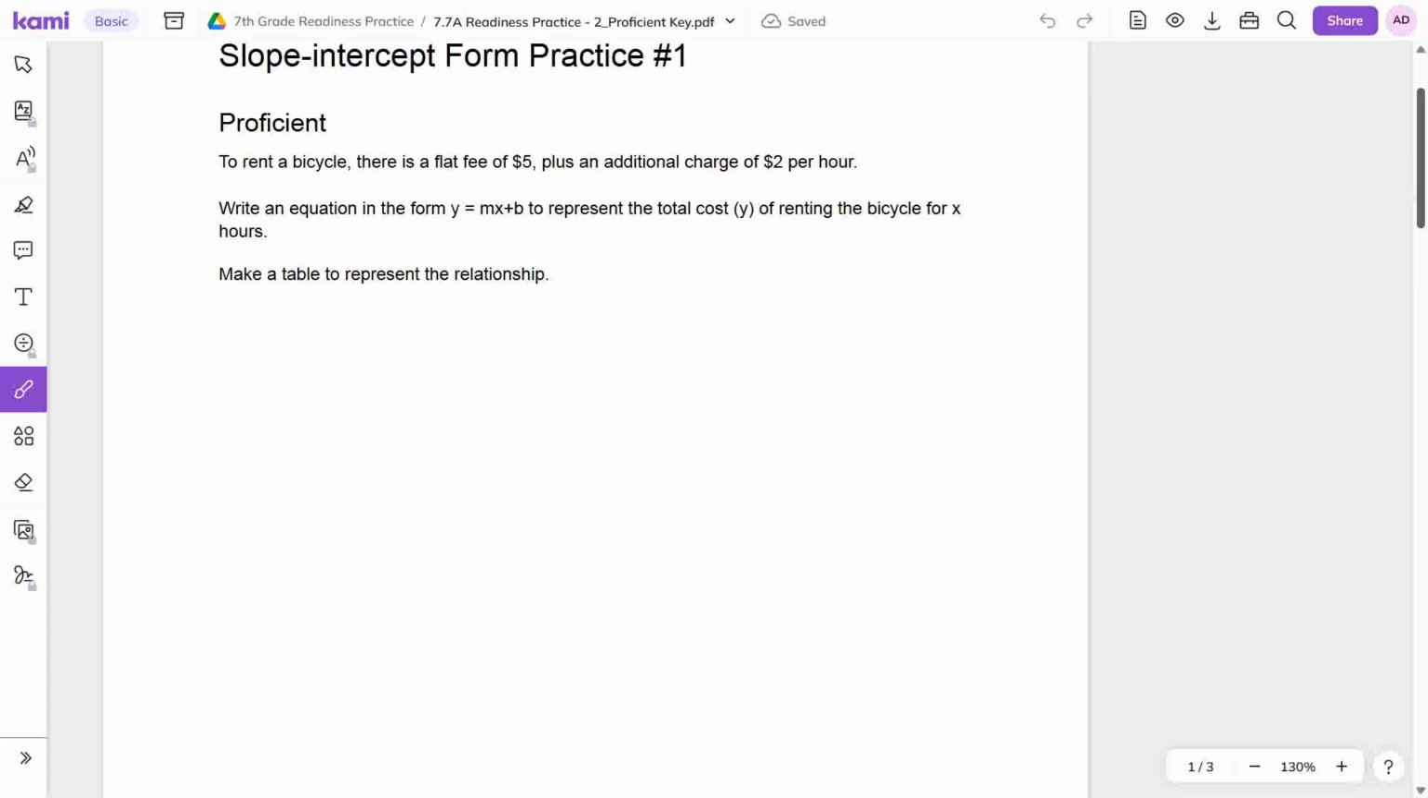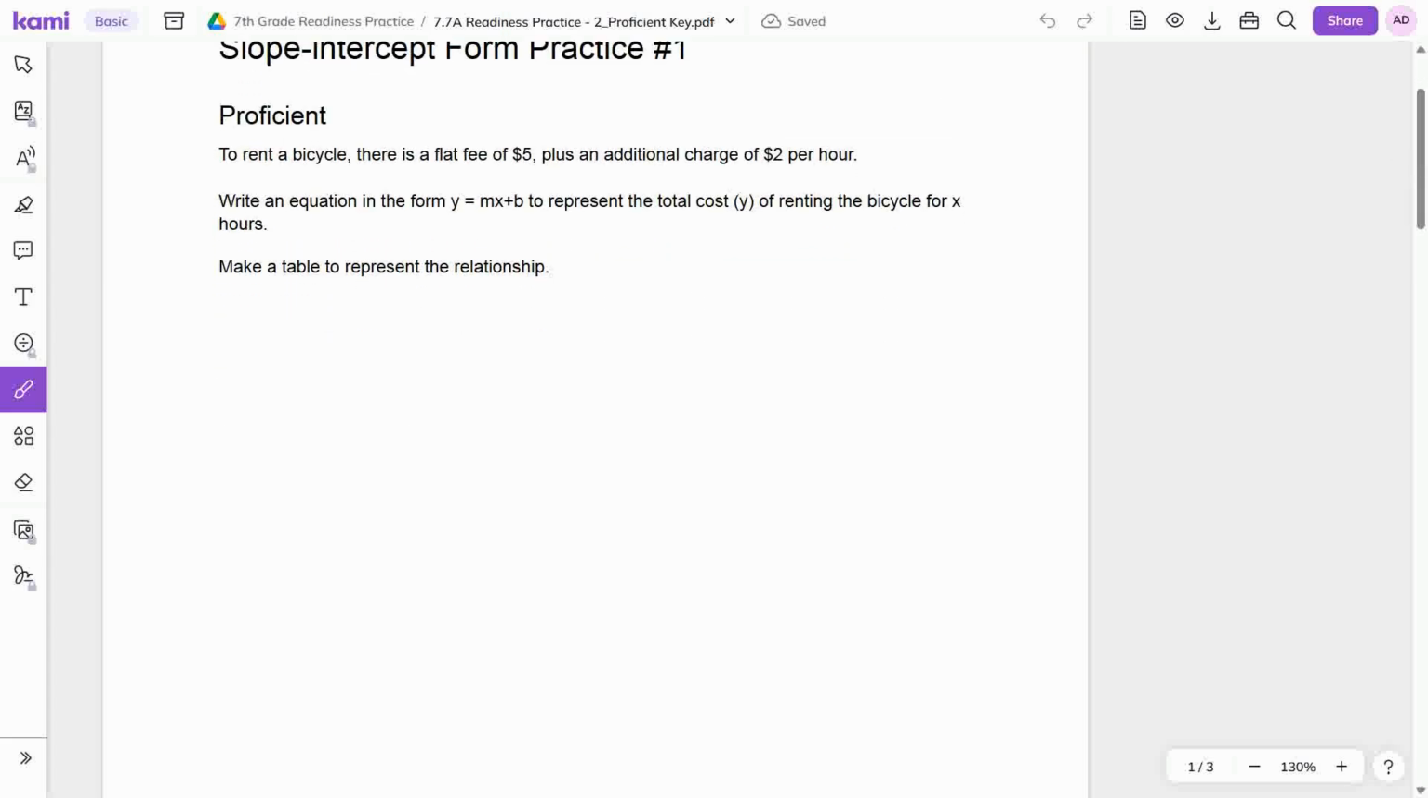So we have our first story problem here, renting a bicycle. There's a flat fee. It's $5 just to rent it, and then it's a per hour fee. All right, so we need to write this in an equation. This is our linear equation that we'll be learning about starting in 7th grade, and we'll be using all the way through the rest of our mathematics. So this is very important.